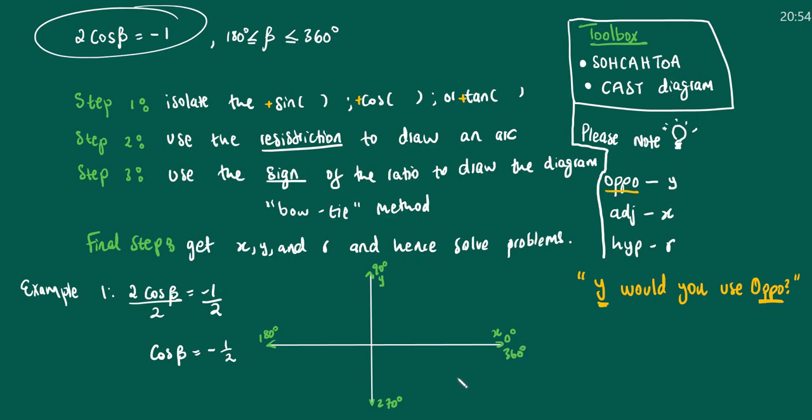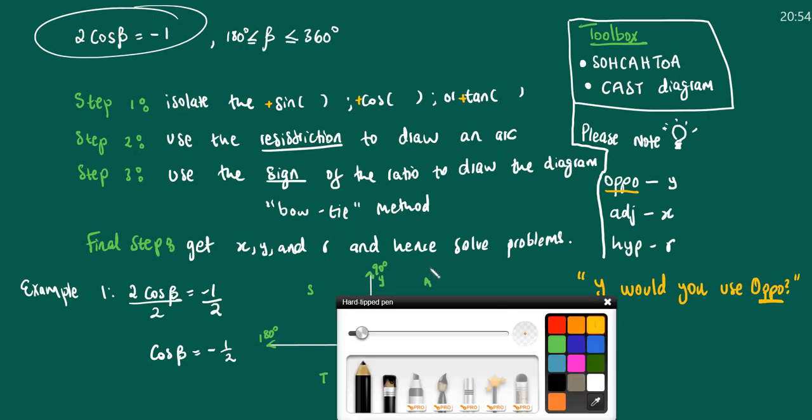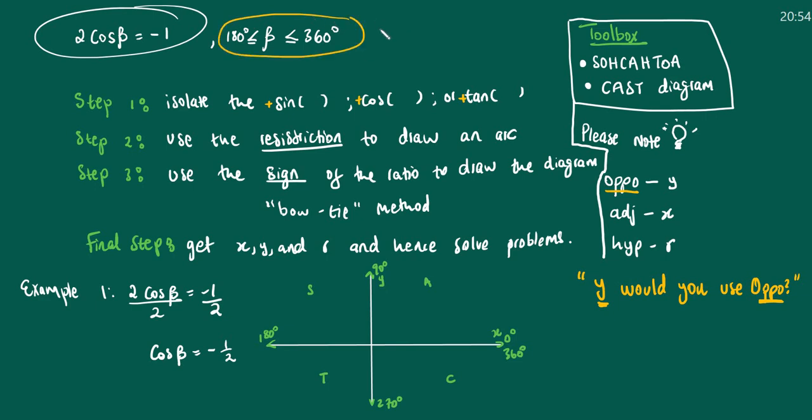Now guys, since your diagram is like this, the first step we said, now that you have isolated, let's just remember that this is the CAST diagram, right? And then let's use the restriction to draw an arc. The restriction is which part? It would be given. Sometimes they can put it like this: beta is an element from 180 degrees to 360 degrees. That's how they can also put it, right? That's a restriction. So you just start here. This is where you start, and then this is where you end.